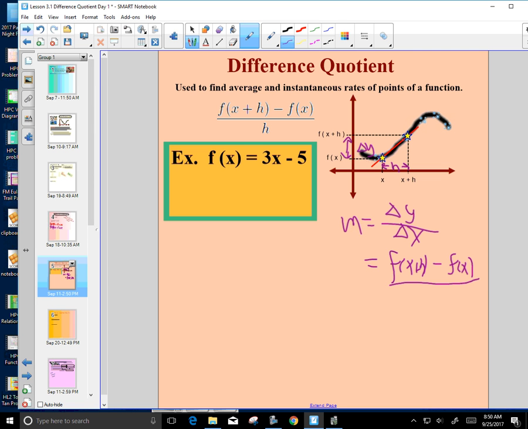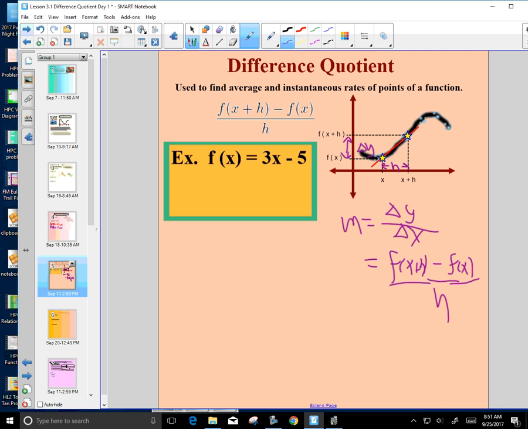And what's the change in x? Well, it's x plus h minus x. What's x plus h minus x? H. And guess what? You just did calculus. This is calculus, and we'll be doing that in the next chapter.